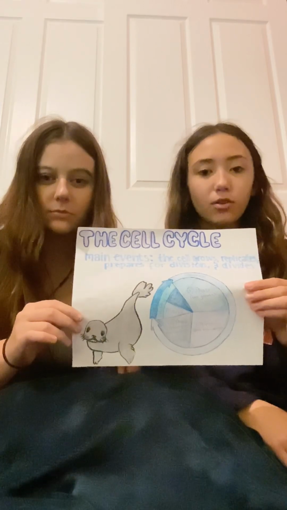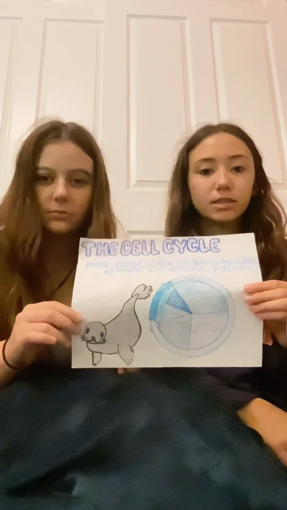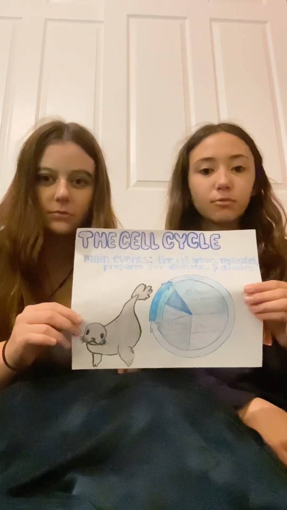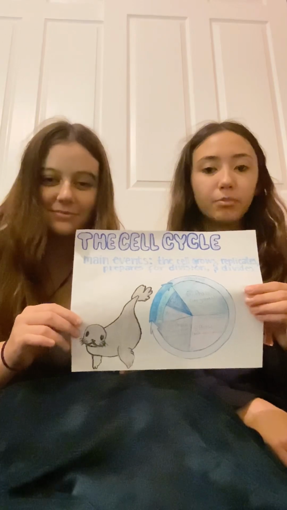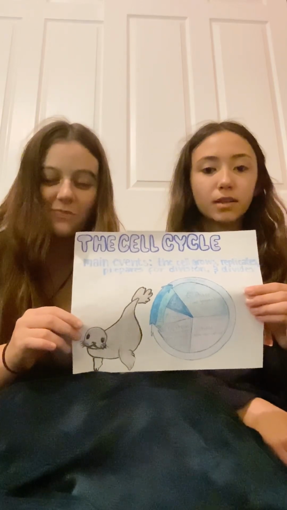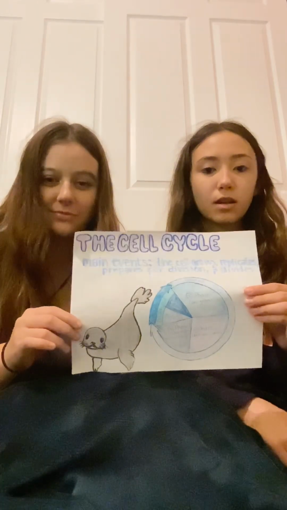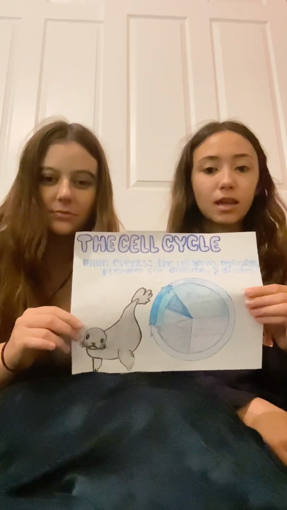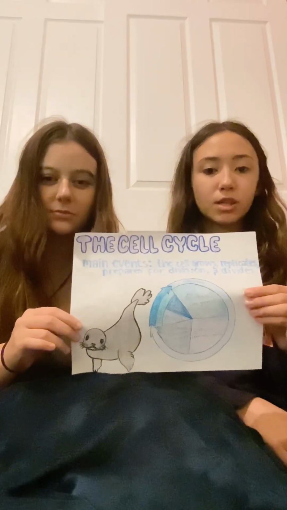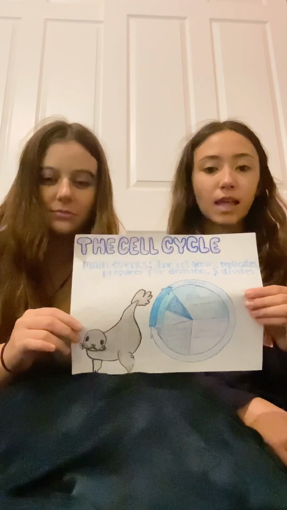The cell cycle. The longest phase of the cell cycle is interphase. Inside interphase is the gap 1 phase, where the cell grows. Then there's the synthesis phase, where the DNA replicates. And then the gap 2 phase, in which the cell prepares for division and the organelles replicate. Then there's cell division, and inside cell division there's the M phase, in which the cell divides.